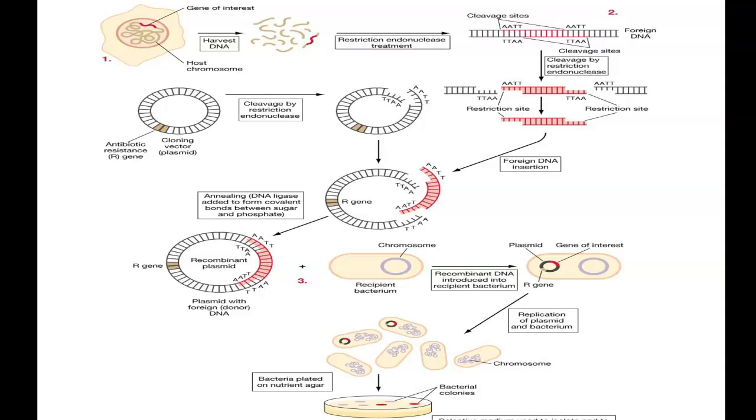Then we could take a vector, the plasmid, cut that plasmid, and insert that insulin gene into the plasmid. If you notice with this picture of the plasmid, there is an antibiotic resistant gene. That's going to come in at the end as we talk about the growing of the bacteria and producing that particular protein of interest. So we'll talk about that at the end.